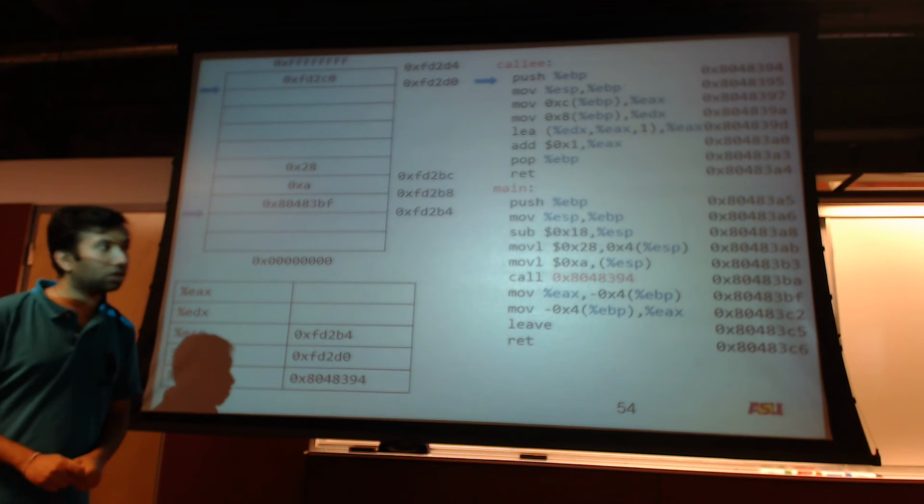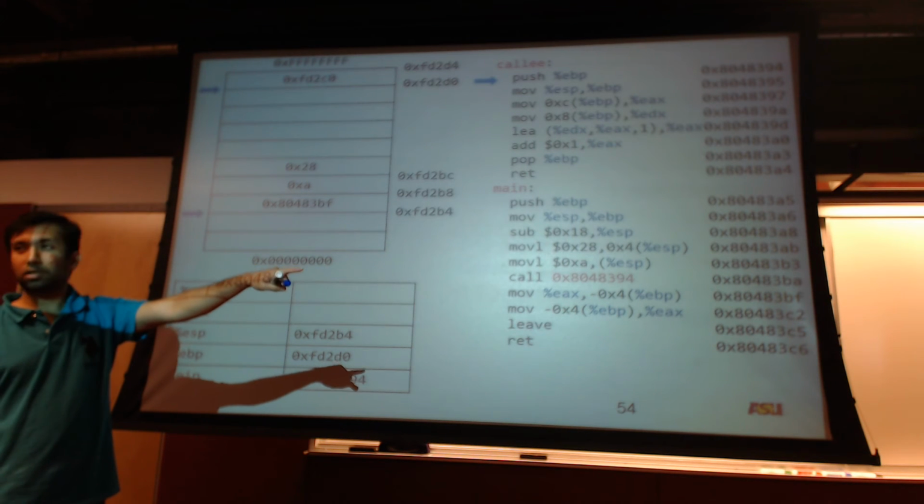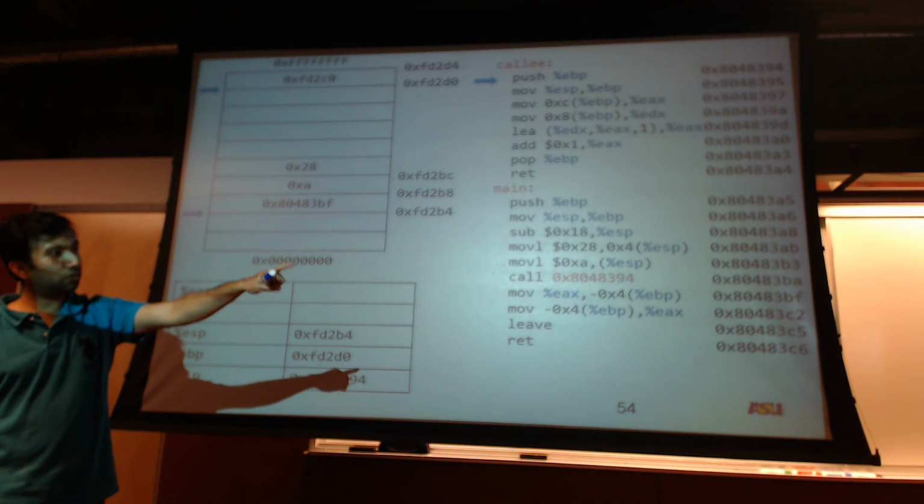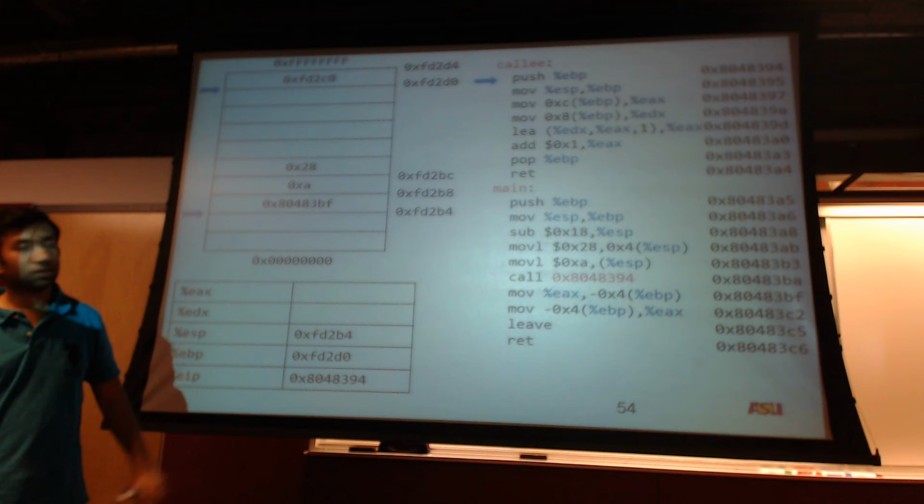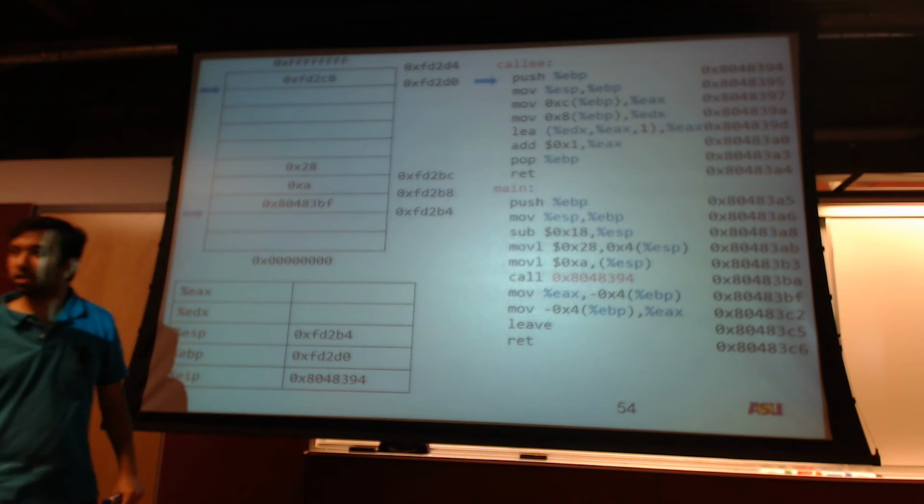Now what does the callee do? Its responsibility is to push the previous frame pointer onto the stack. That's what push EBP does. If it pushes EBP, then the stack has to decrement again, so it becomes FD2B0. It decrements the stack and takes whatever is in EBP, that is FD2D0, and puts it into the stack.